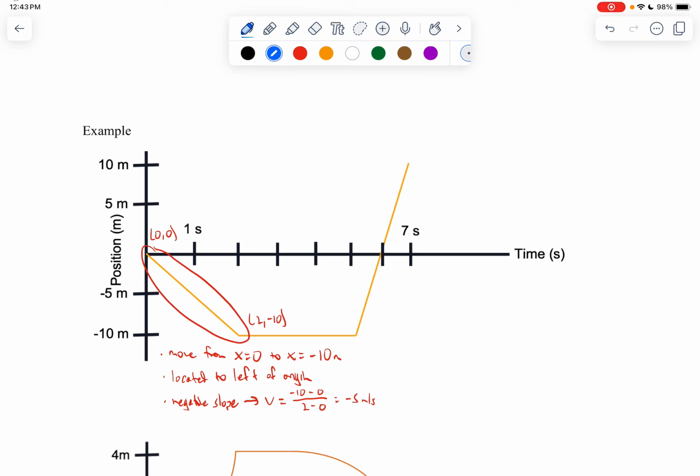The next section we have here, again, from 2 seconds up to 5 seconds. Basically, what we can say here is that for that region, our slope is going to be 0. So because our slope is equal to 0, it means we're not going to be moving. We have this constant position of -10 meters to the left.